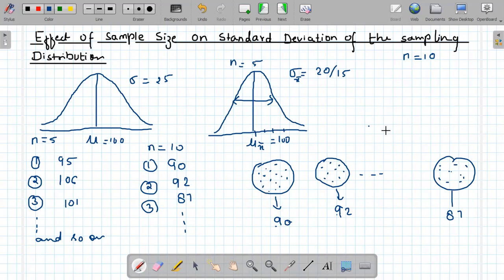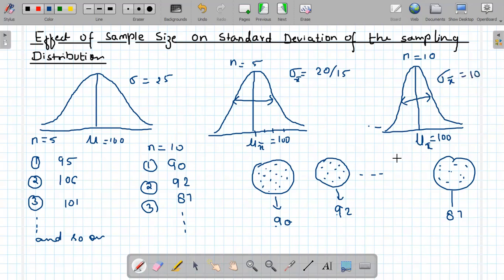In other words, when you draw the sampling distribution, the standard deviation of such distribution will get reduced again, but the mean will remain the same, and sigma x bar may be 10. So you can see the effect of increasing the sample size would reduce the standard deviation of the sampling distribution, but the shape of the distribution will remain normal when the sampling is done from the normal population.